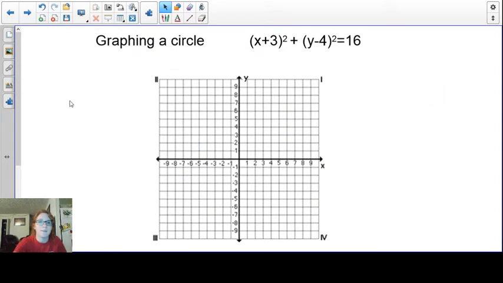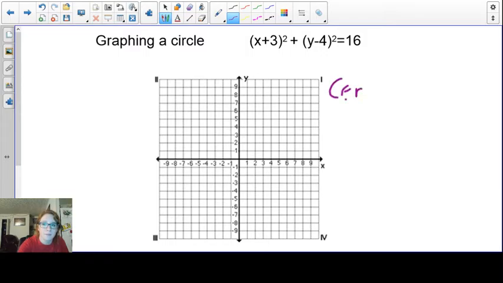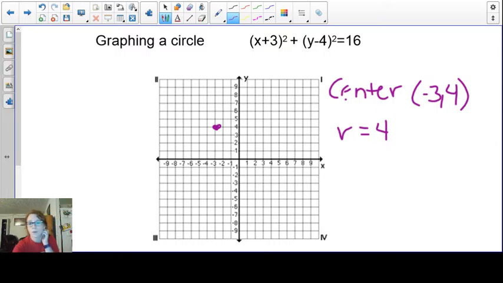Alright, same idea for this next one. My center is at -3, 4. And my radius is 4 because I square root it. So -3, +4. I'm going to do this one in black. So I'm going to go up 4, down 4, right 4, left 4.